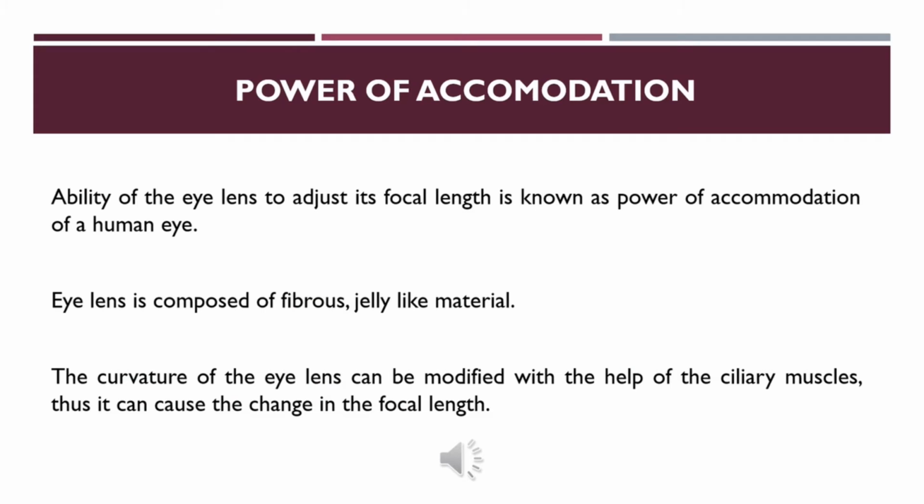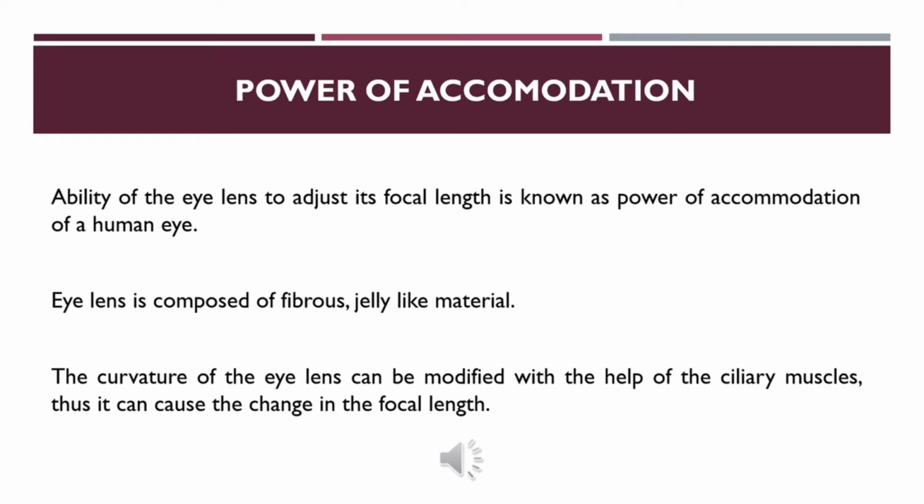The next topic is power of accommodation. Now, what is power of accommodation? The ability of the eye lens to adjust its focal length is known as the power of accommodation of a human eye. We already know that the eye lens is composed of fibrous and jelly-like material. Therefore, the curvature of the eye lens can be modified with the help of the ciliary muscles. Ciliary muscles help in modification of the curvature of the eye lens, and can lead to a change in the focal length of a human eye.